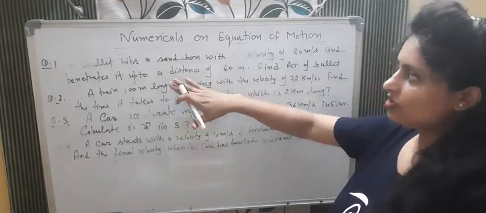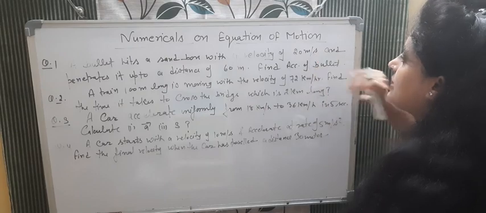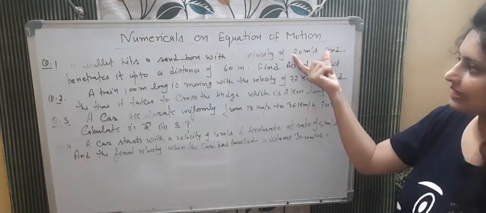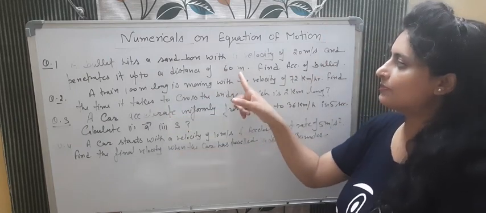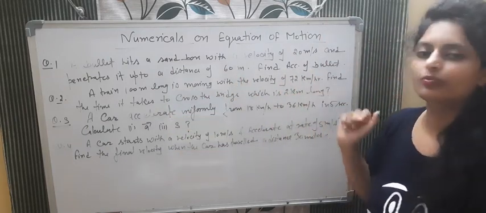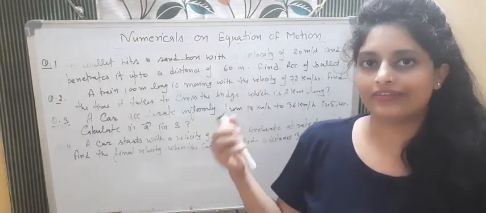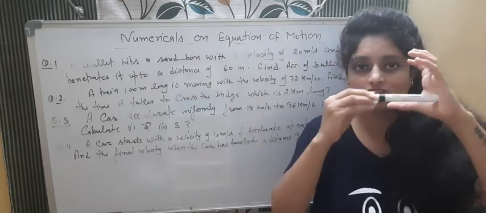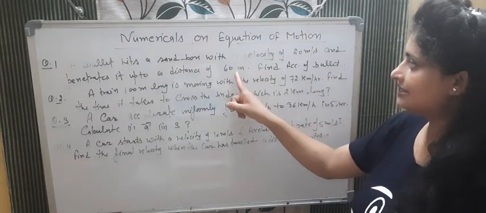So see here, the first question is: a bullet hits a sandbox with a velocity of 20 meter per second, that is, the initial velocity is given as 20 meter per second, and penetrates it up to a distance of 60 meter. Find the acceleration of the bullet. We need to find the value of A. Now tell me one thing. When we fire the bullet, it penetrates the sandbox and after 60 meter, it stops. So final velocity will be 0. Initial velocity is given, final is 0, distance is given. What will be the acceleration? What formula will you apply here?